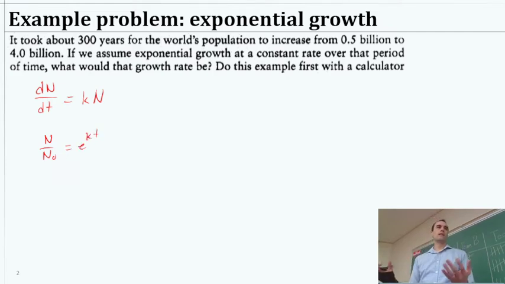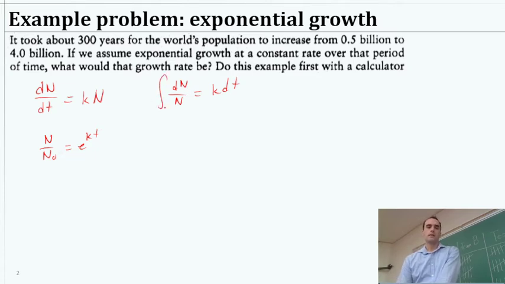The difference here is that instead of a negative for a decay reaction, we have a positive. We could rewrite this as dN over N equals k dt and integrate that from N naught to N, and that's where we're getting this value, right? And we'll go from 0 to time t.